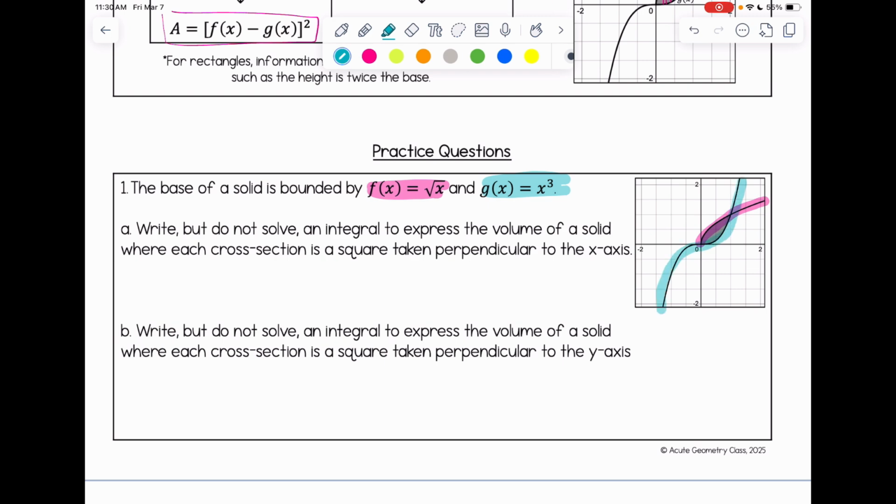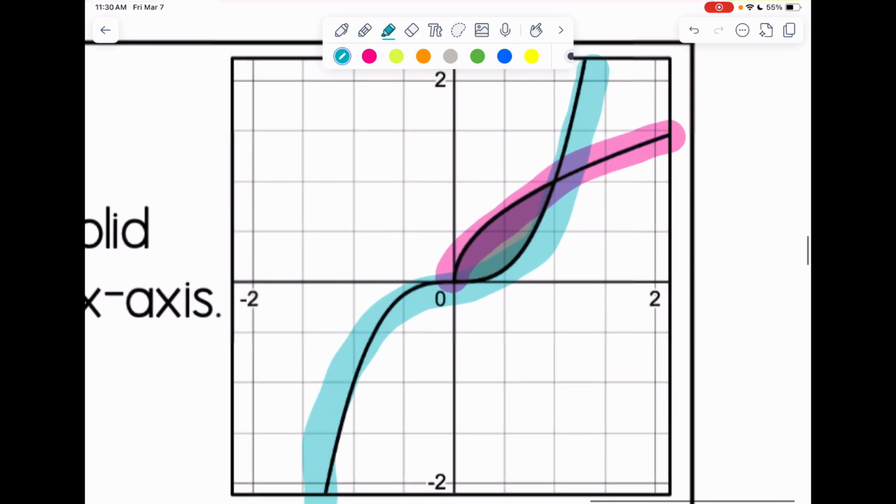I like to do that so that when I go to my graph, I can see the upper function, that was the f of x, and the lower function, g of x. You certainly don't have to color code. You could just label like I have here, but that's the idea. I also notice I have 2 points of intersection bounding this area: 0, 0, and 1, 1.